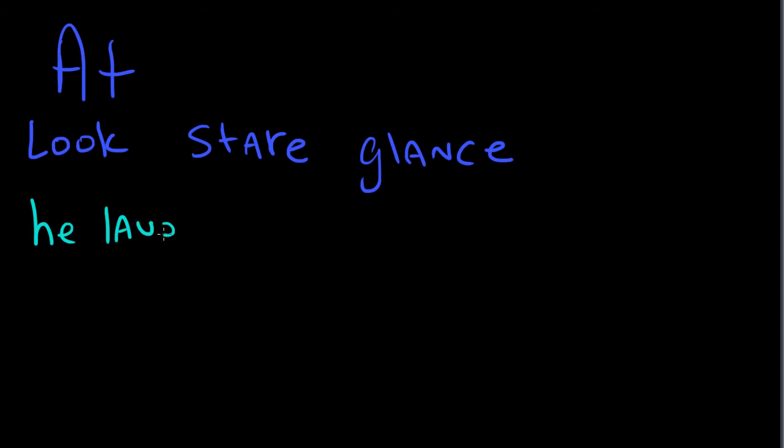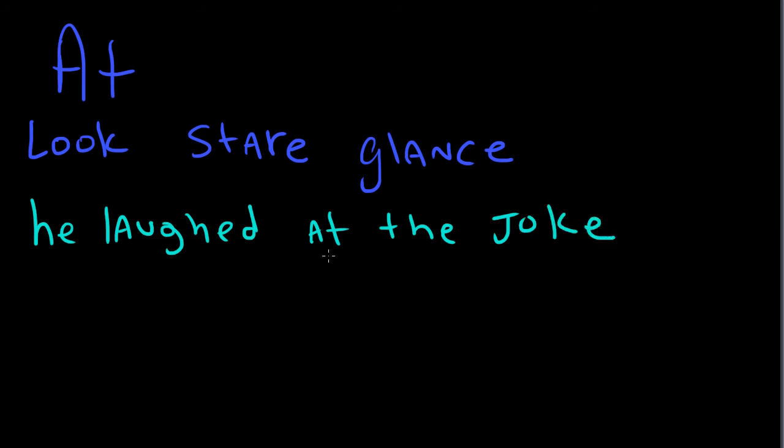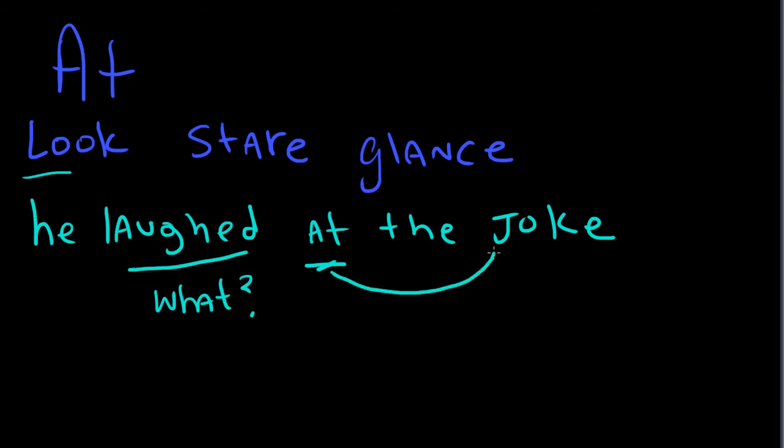He laughed at the joke. So in this way we use the at here, the verb is laughed, and then we want to know what did he laugh at? What did they stare at? What did they glance at? And the at goes with this object. What did he laugh at? He laughed at the joke.